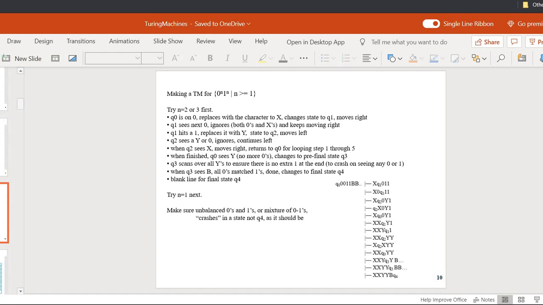I hope this example and the explanation are clear enough to help you understand how the Turing machine works. Thank you.